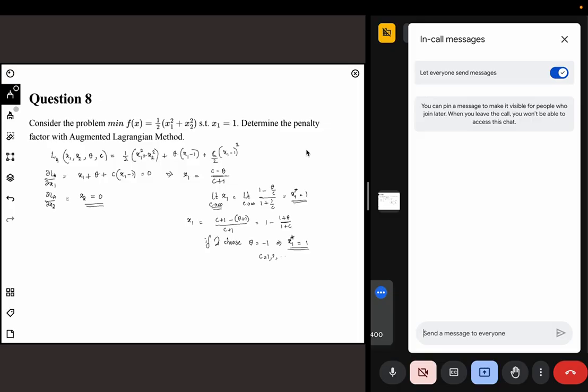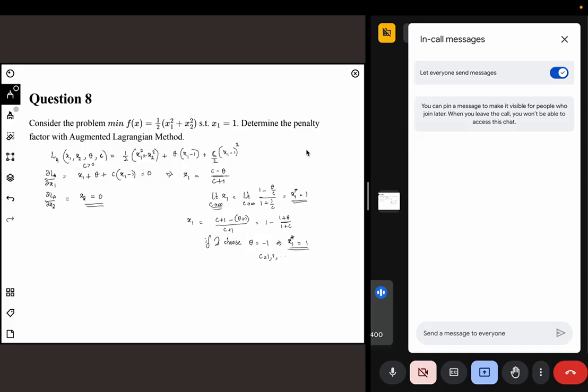I can choose any value of c, and that will satisfy this as long as c is not equal to minus 1. The original constraint itself says that c should be greater than or equal to 0, so that is inherently satisfied. So for any finite value of c, c greater than 0 or c greater than minus 1, whatever it is, because theta equals minus 1, this term will go to 0 and x1 will always be 1.